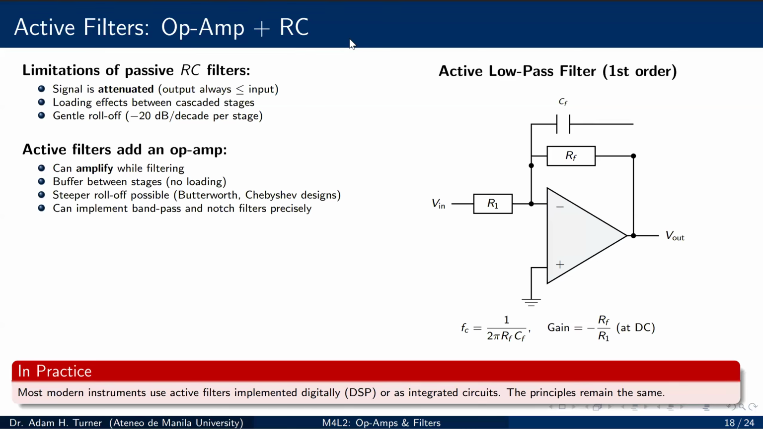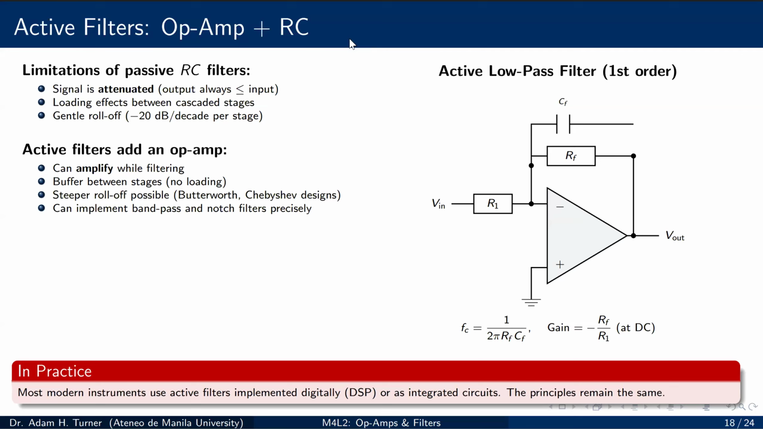Look at the circuit on the right. It's an inverting amplifier with a capacitor in parallel with the feedback resistor. At DC and low frequencies, the capacitor is an open circuit, and the circuit acts like a normal inverting amplifier with gain RF over R1. As frequency increases, the capacitor's impedance drops, reducing the effective feedback impedance and therefore the gain. Above Fc, the gain rolls off. So this single circuit both amplifies and filters.